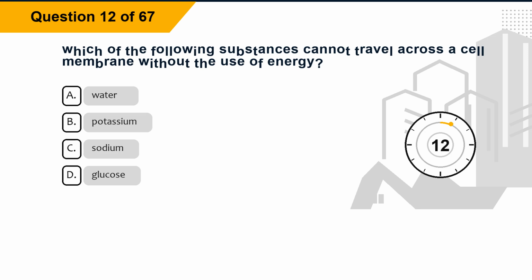Question 12. Which of the following substances cannot travel across a cell membrane without the use of energy? Option A, water. Option B, potassium. Option C, sodium. Option D, glucose.